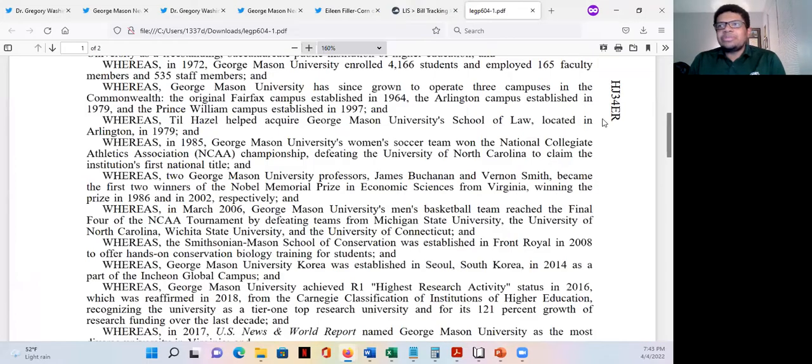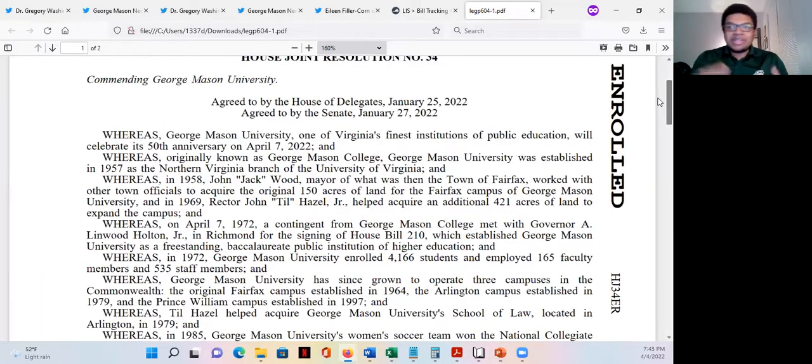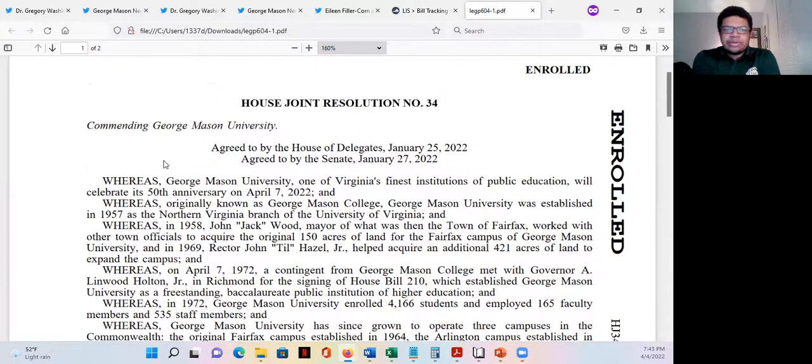And so I'm of GMU, and the school recently became 50 years old as an independent university. It used to be a subset of another college in Virginia, and now it's its own thing, right? You'll see here, this actually passed the Virginia General Assembly. This is a resolution commending George Mason University.